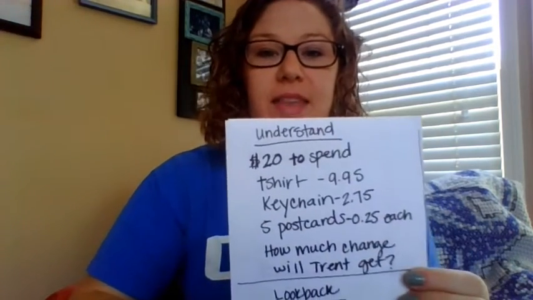So in my understand square of my organizer, I'm going to start writing down the information I know from the problem. I know that Trent has $20 to spend. I know he wants to buy a t-shirt, which costs $9.95. He wants to buy a keychain, which costs $2.75. And he wants to buy 5 postcards, which cost 25 cents each. And what's unknown, the question my problem is asking me, is how much change he will receive, or how much change Trent will get. So I'm putting that in my understand square also. Should end up looking something like this.